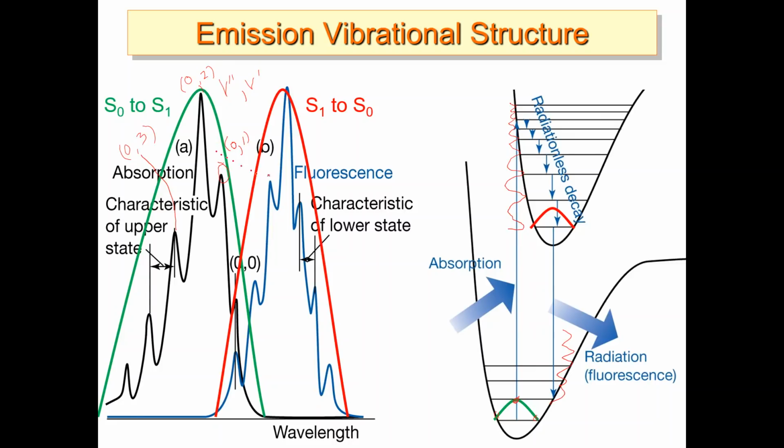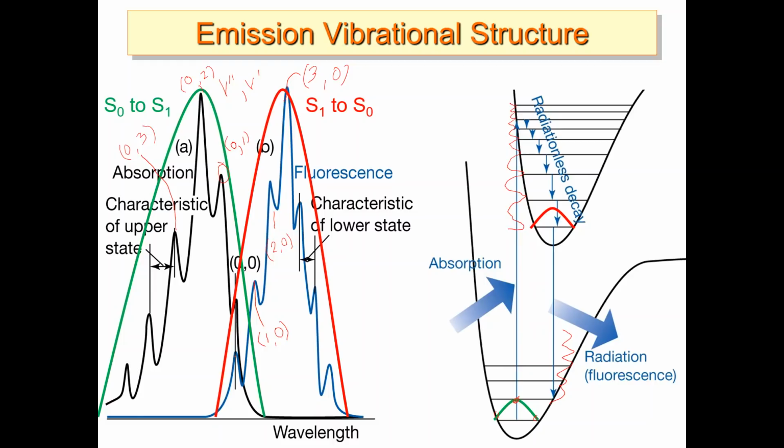And so these here, this is the 0 to 0. What do you think this one is? It's going to be 1 comma 0 and 2 comma 0, 3 comma 0. So it's starting in that 0 vibrational state in the upper state and going down to different vibrational states in the lower electronic state.